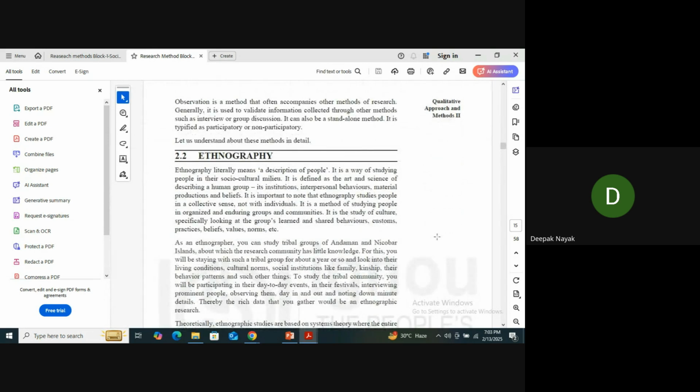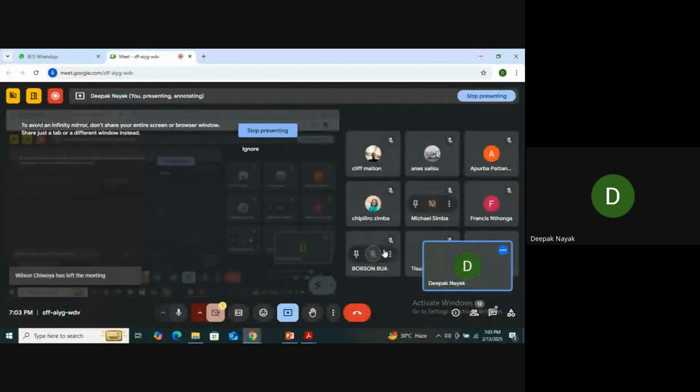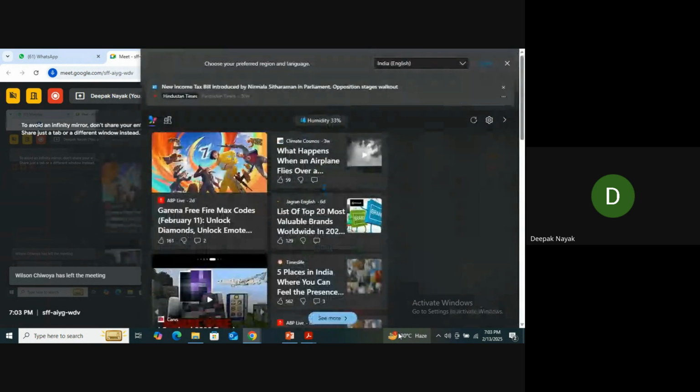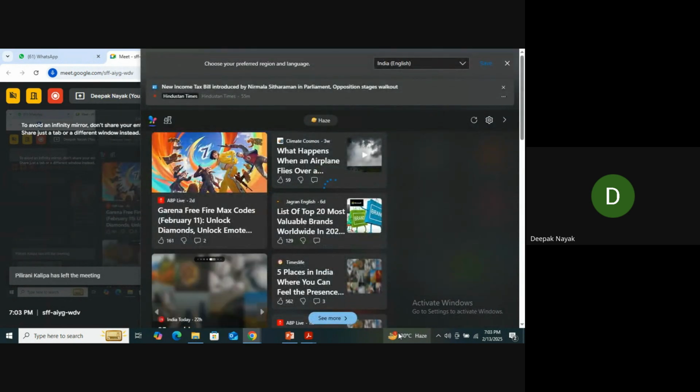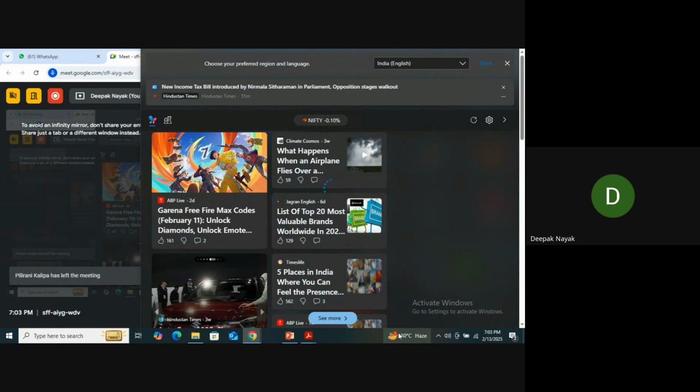Another very recently popularized method, particularly under anthropology, is ethnography. Do you know what ethnic means? Ethnicity means, students, what is ethnicity? Ethnic group. Anyone has any idea about ethnicity?